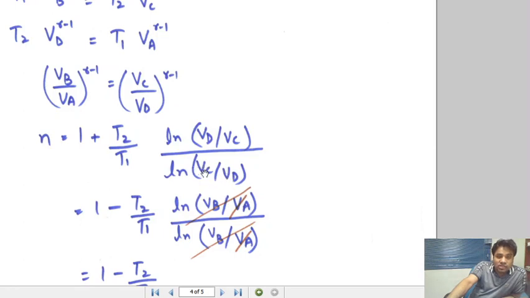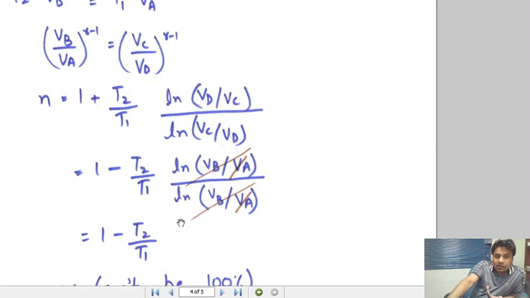So you can change this term in this bracket, that you can also write as a minus log of VD over VC. So that minus will be taken here. So it means that the efficiency of this cycle will be equal to 1 minus T2 over T1 log of VB over VA divided by log of VB over VA. So you can also write in this way. So it means that this term will cancel out with each other, and you will have 1 minus T2 over T1.